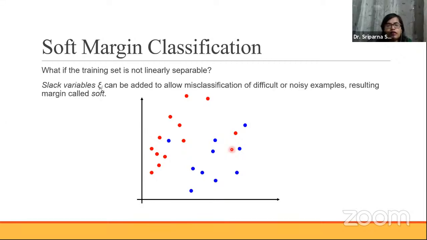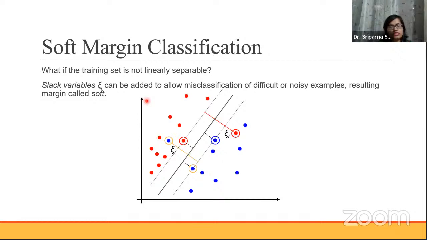Okay, so if the data are not linearly separable, in this particular scenario you can have this data belonging over here and the red dots belonging over here. So the data are not linearly separable. What you can do is introduce the concept of slack variables, by which you can do soft margin classification.